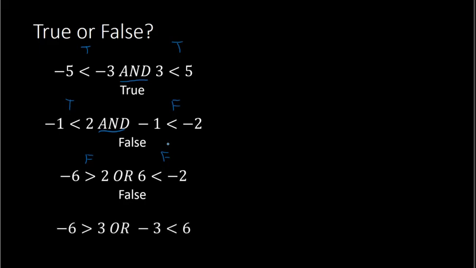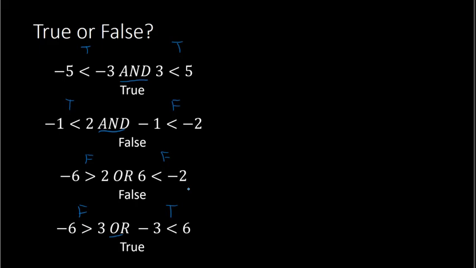Now if I had -6 is greater than 3 or -3 is less than 6. The first statement is false. Second statement is true. With an or statement, as long as one of them is true, the entire thing is true. So this statement would be a true statement.